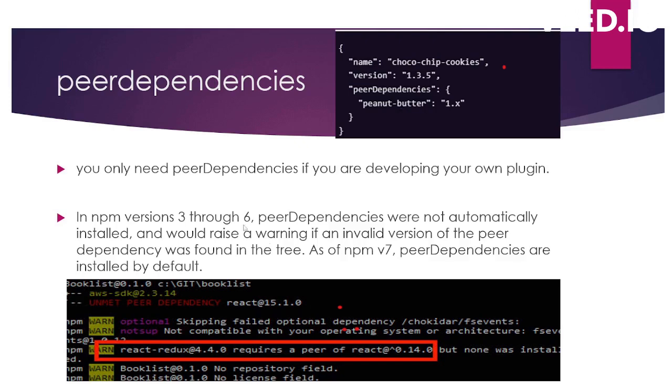Now in npm versions from 3 to 6, this warning used to come, and the peer dependencies were not installed. From npm 7 onwards, peer dependencies are automatically installed. They're installed by default if you have any peer dependencies. So if I add Choco Chip Cookies in my package.json, if I keep it in my dependencies section, it will auto install peanut butter also.